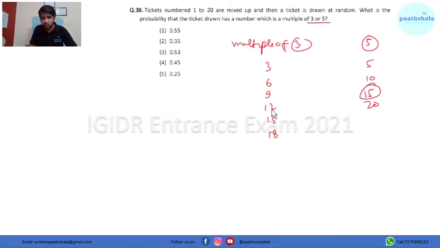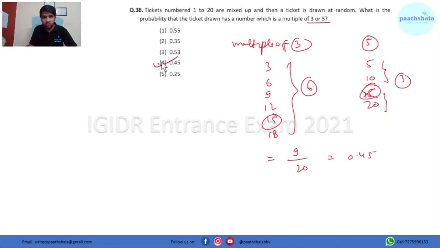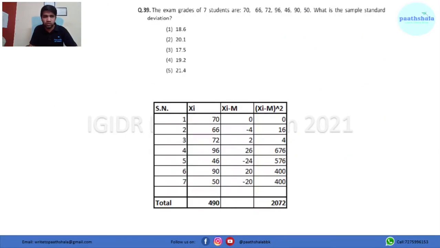So you can see that one multiple is common. So here total multiples are 6, and here multiples are 3 if I exclude this 15. So favorable cases, if I select one ticket, will be 9, and total tickets are 20. So this will come out to be 0.45. So option 4 is the right option. Now let's move to the next question.